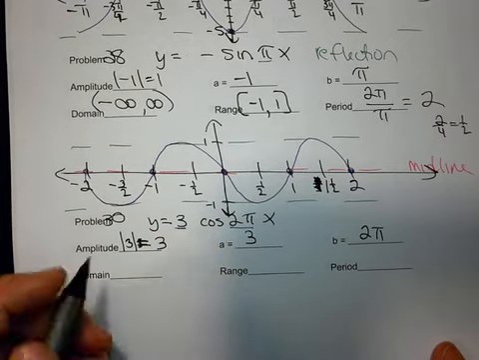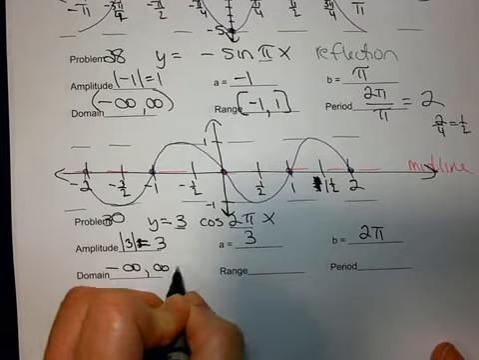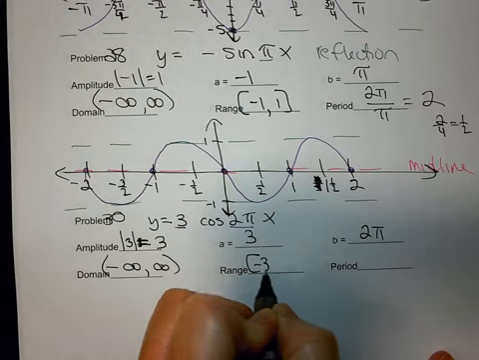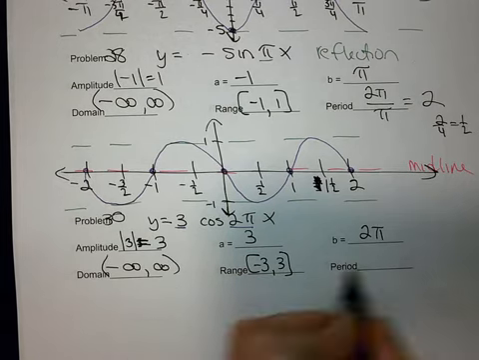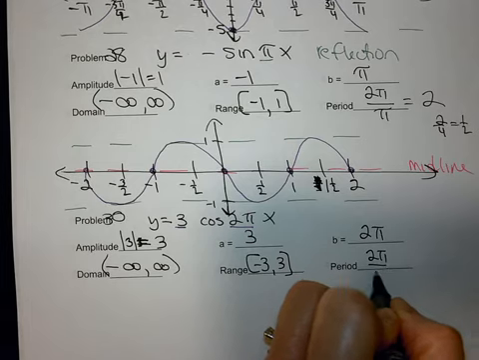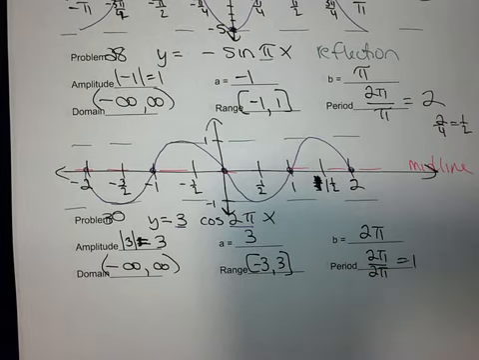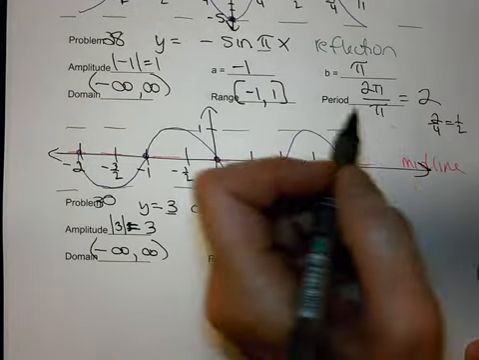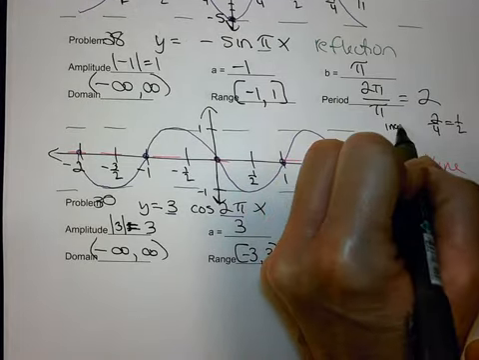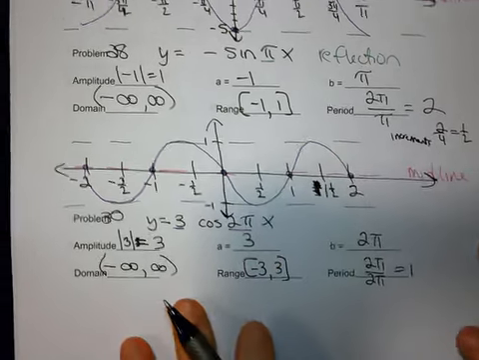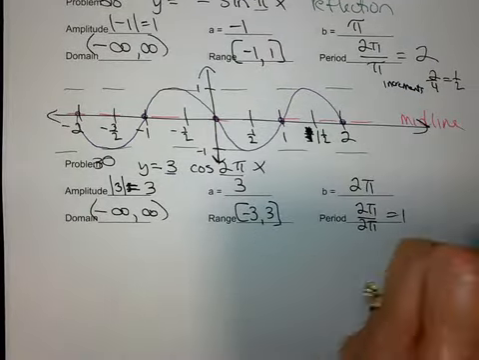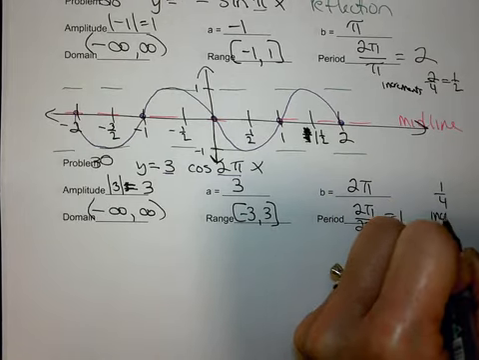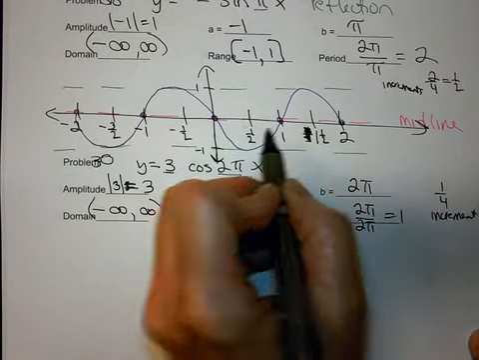Domain, again, is negative to positive infinity. And range, we're going up and down by 3. And then my period is 2 pi over B. So I'm back to a regular number, so my period is actually 1. And this is our increments. Up here it was the period divided by 4, so now my increment down here is period divided by 4. That's what you're adding for each of the sections.